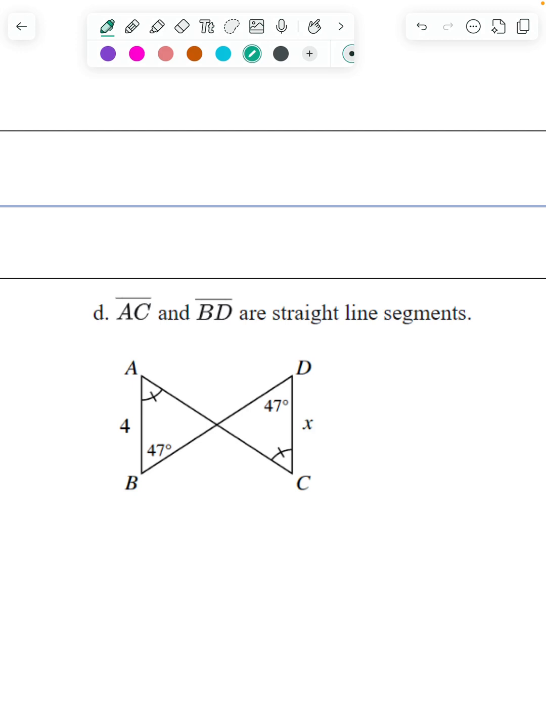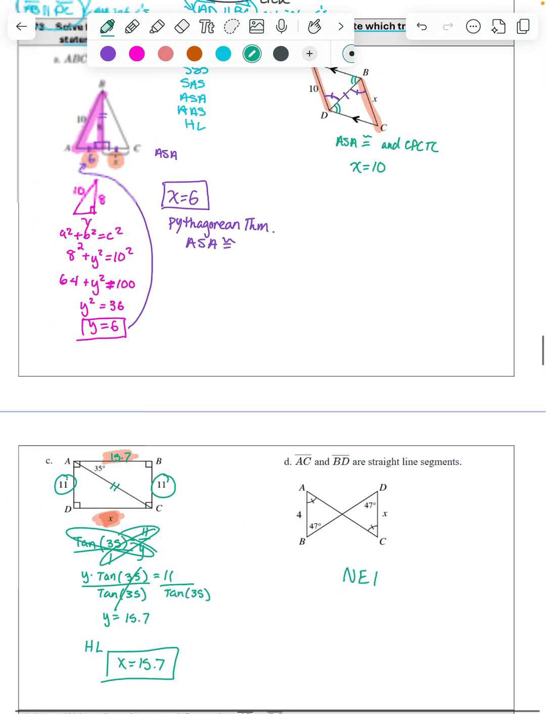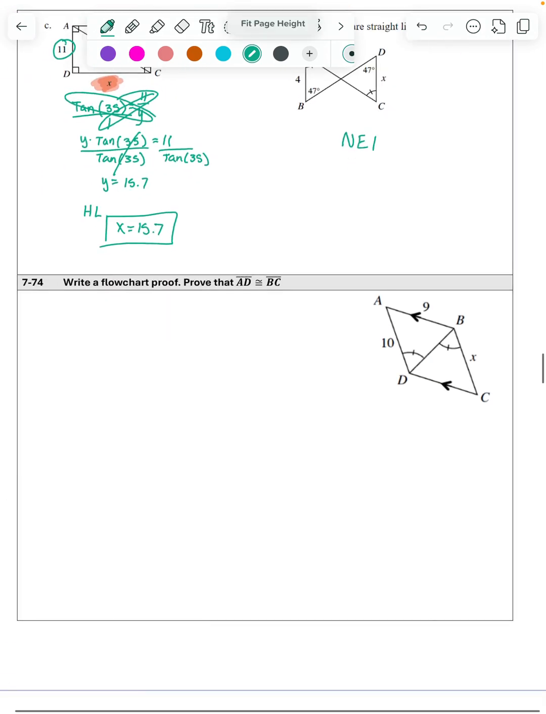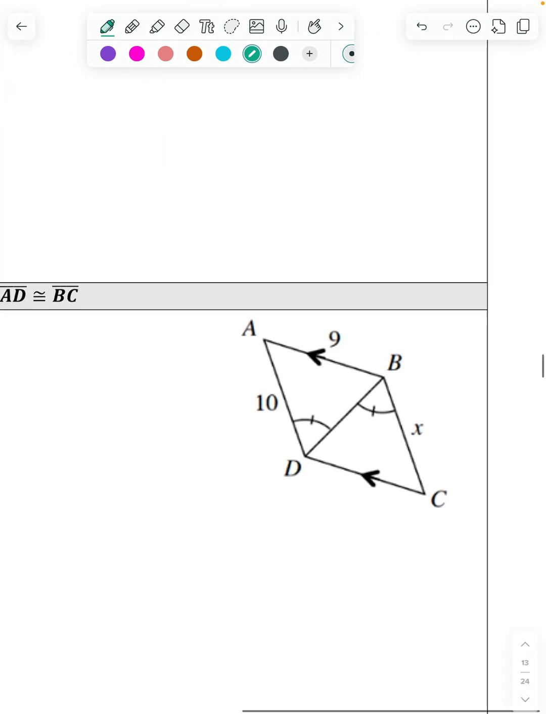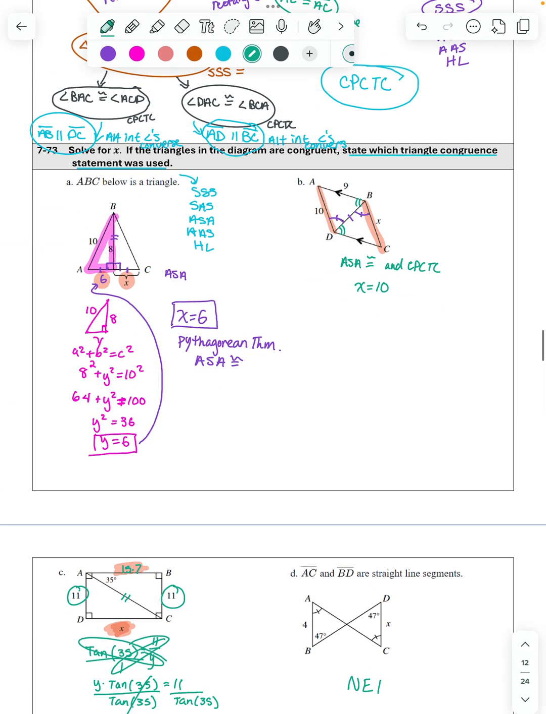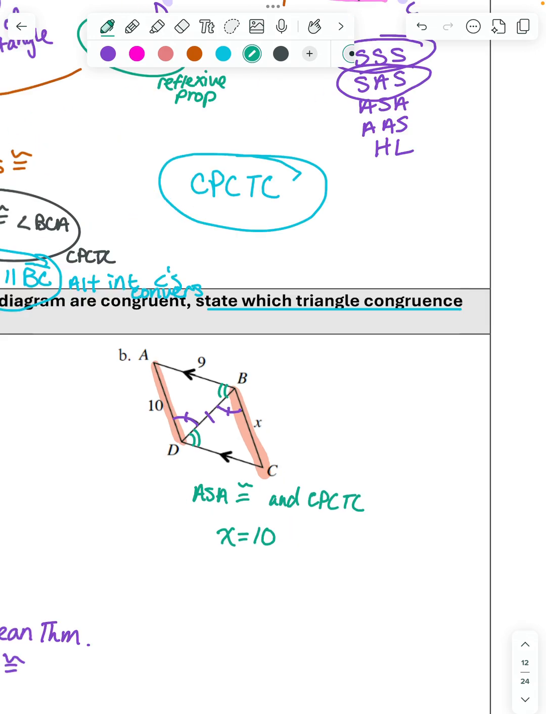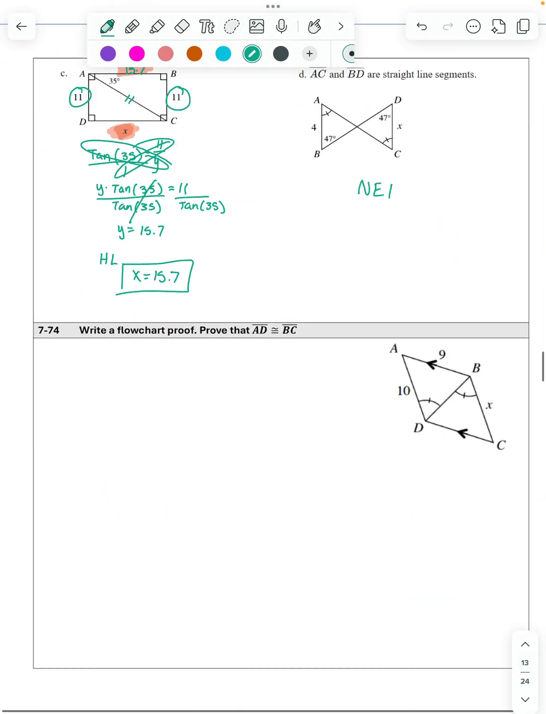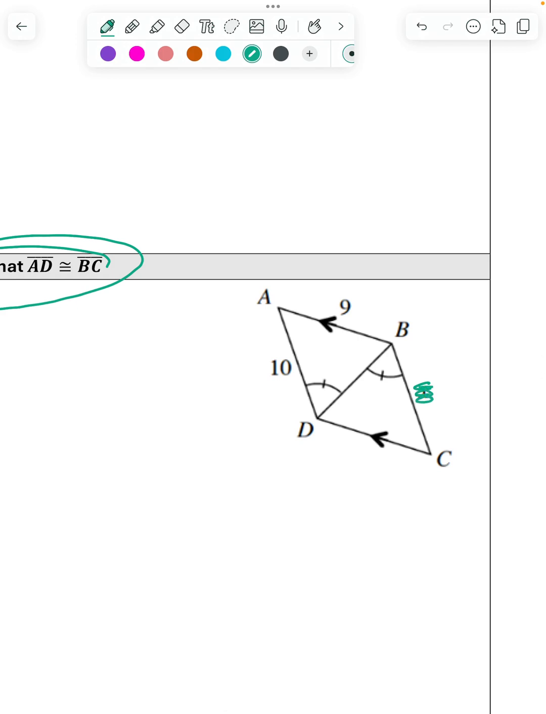Finally, with this problem, AC and BD are straight line segments. With this one, I'm just going to say right now that we do not have enough information to solve for that one. And we're going to move on to this proof. Now this should look familiar. We did already solve it. We solved for X. But right now I want to prove that AD is congruent to BC.